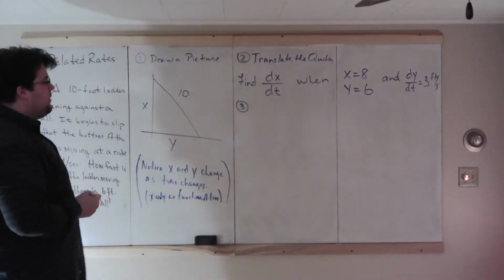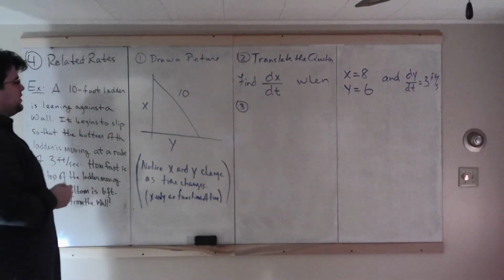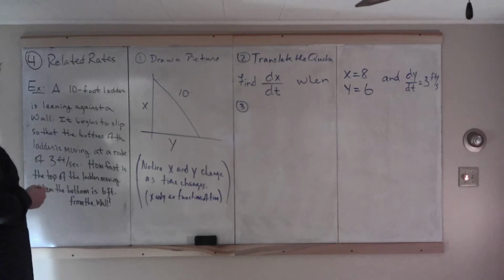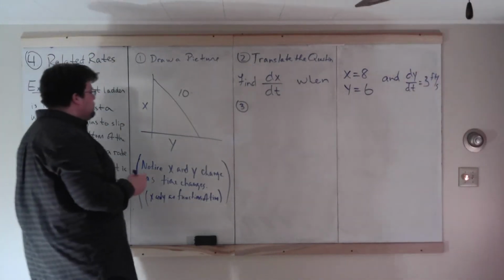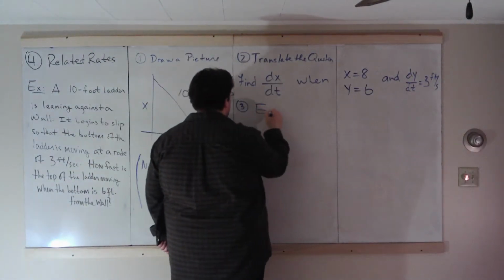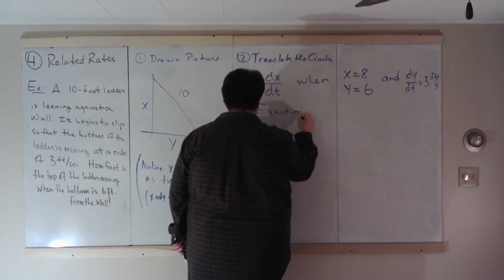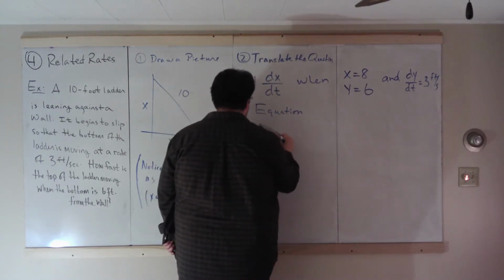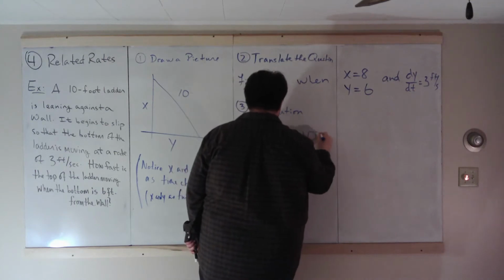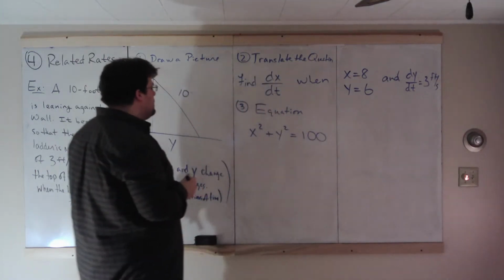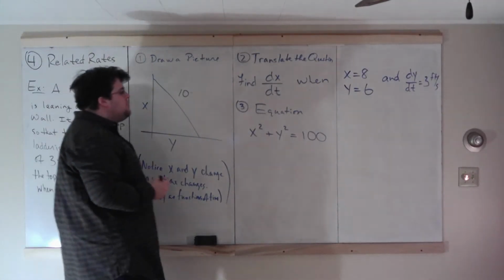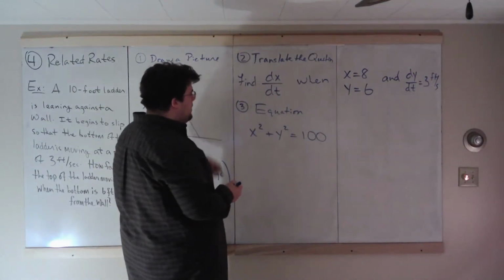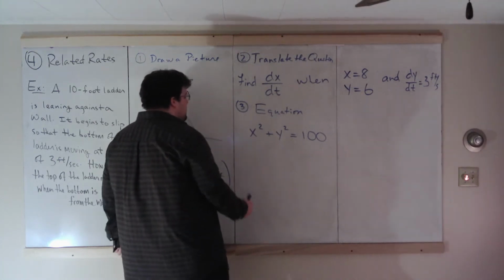Once we've translated the question, that will make a future step much easier, because all you have to do is look at those numbers. But before that, we do need an equation relating x and y. Well, what equation do we have? So I'll just say equation. We have the Pythagorean Theorem, x squared plus y squared equals 100. Well, now we have our equation. X and y are functions of time. We have all these numbers up here, so we can now solve this.